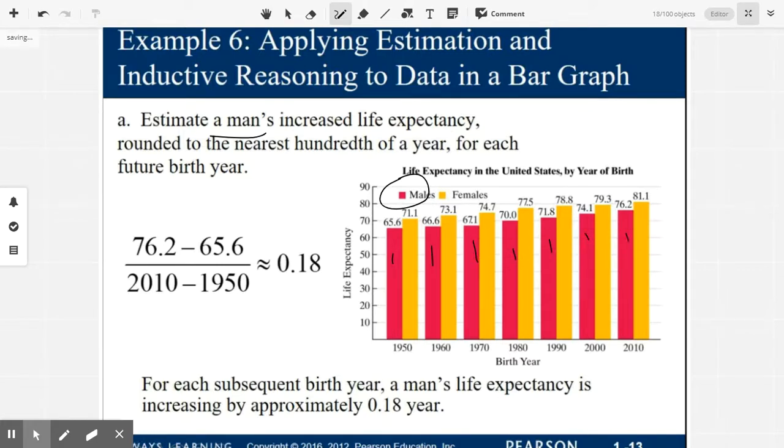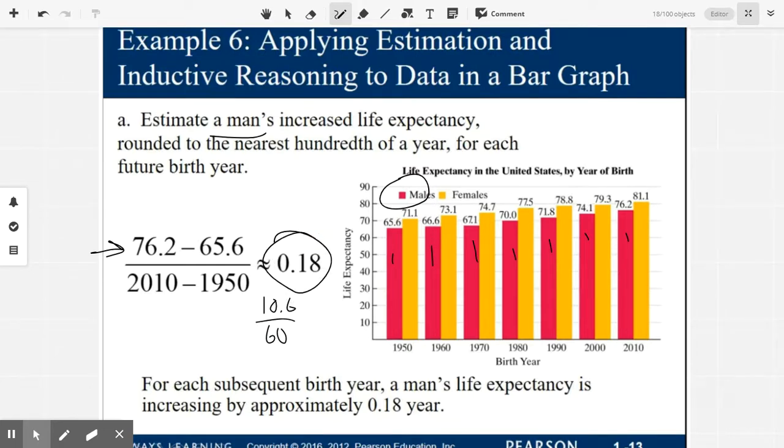Well, the easiest way to figure out how much it's going up per year is to find the total difference between the ending and the start, which is what they did right here, and divide that by how many years it took to get there. 1950 to 2010. So they subtract 2010 minus 1950. That's 60 years. So 76.2 minus 65.6 is 10.6. We're going to divide that by 60, and you can see right there, 0.18.